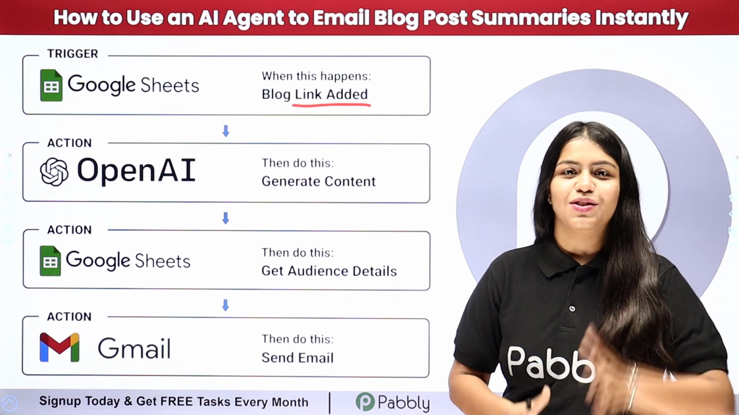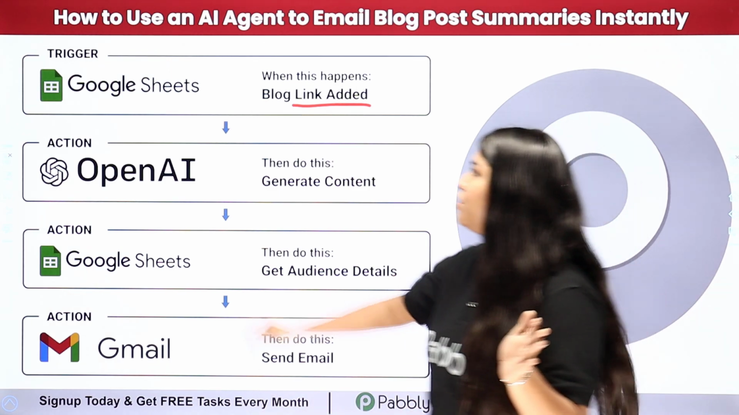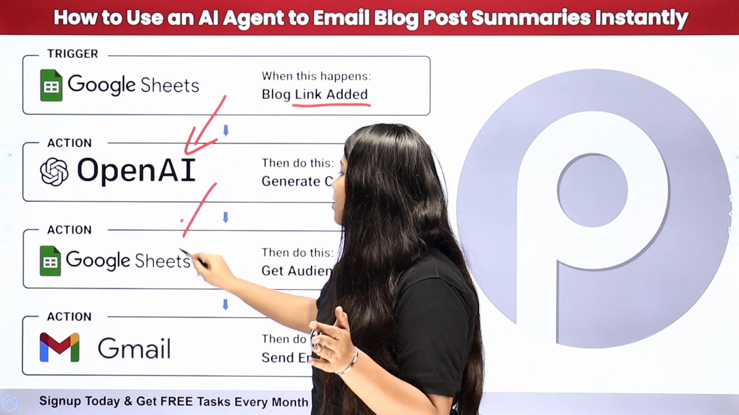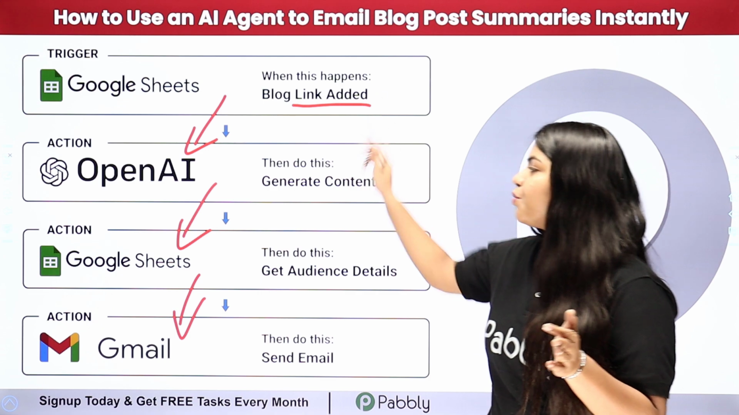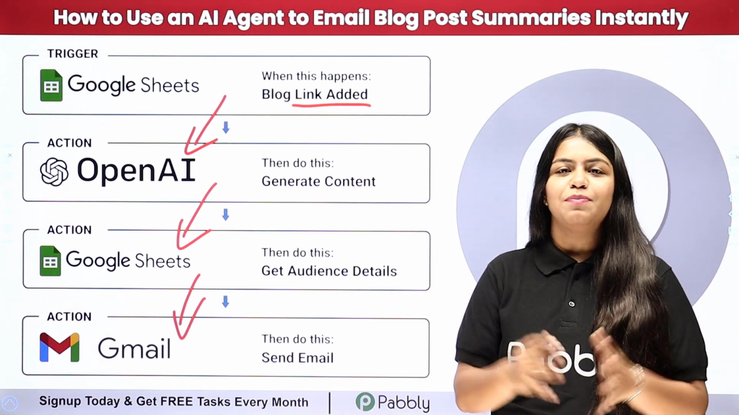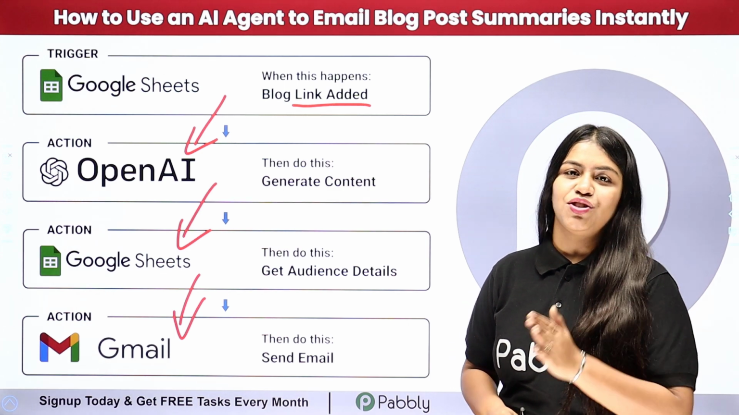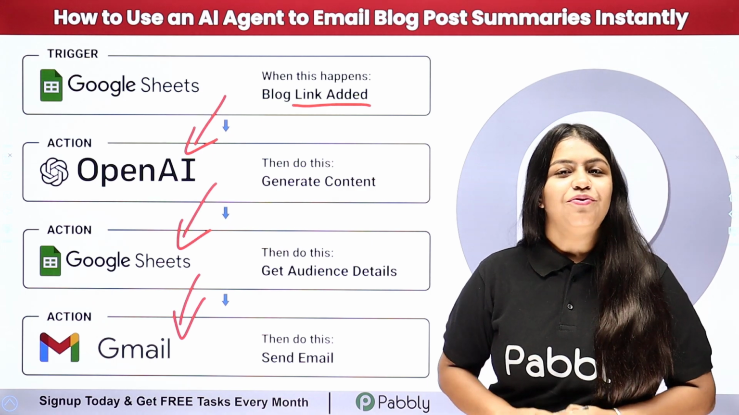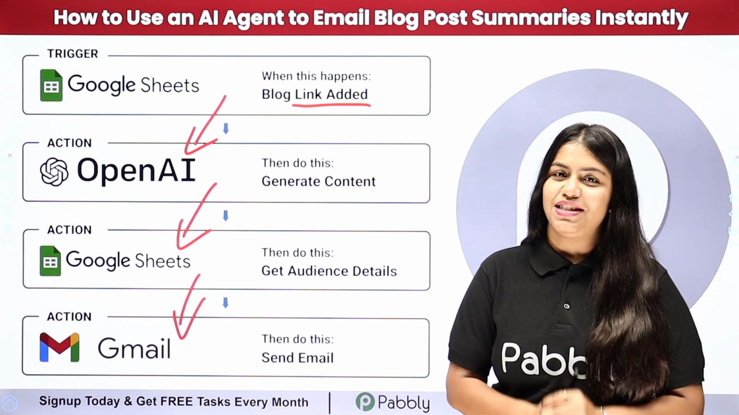So easy, right? So to do this, we have simply created a connection between Google Sheets, OpenAI, which is my AI agent, again Google Sheets, and then Gmail. And to create this connection without knowing any programming or coding language, we're going to use Pabbly Connect. It is an amazing automation software. So do you also want to create this automation for your business? Then for that, you have to come with me towards my screen.